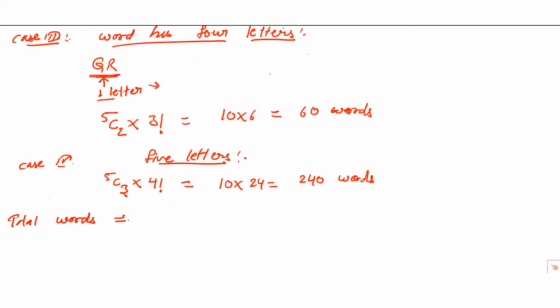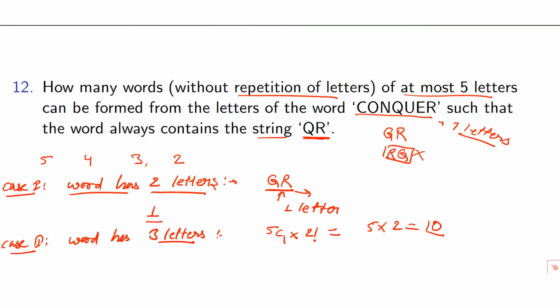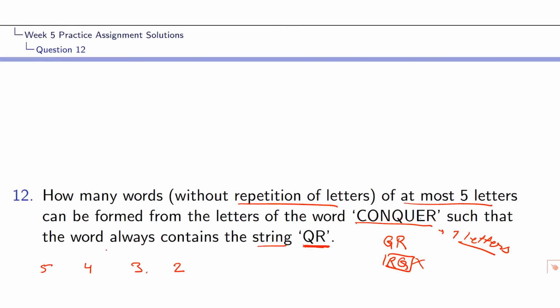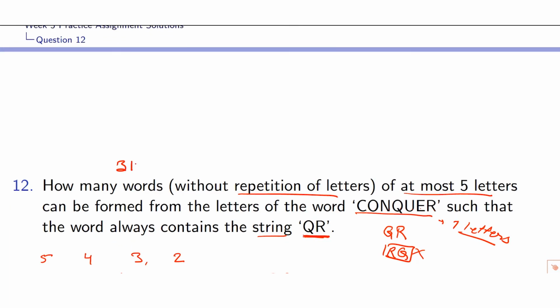The total words containing QR and without repetition will be 240 plus 60 plus 10 plus 1, that will be your 311 words. So the answer will be 311 words of at most 5 letters without repetition of letters, and it must contain the string QR.